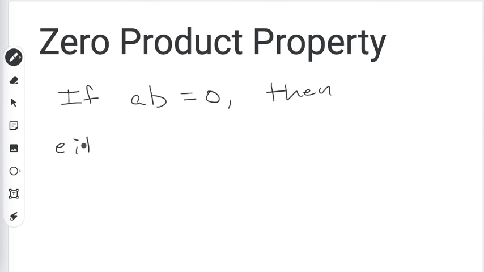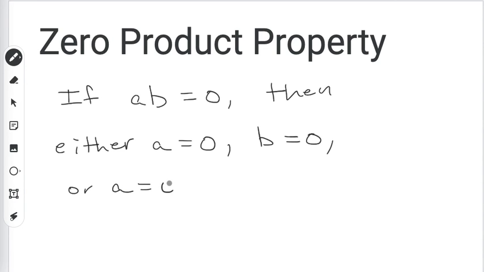The last thing that I want to talk about is the zero product property. This means that if you take a times b and you get 0, then either a is 0, b is 0, or they're both 0. So a could be 0, b could be 0, or a equals 0 and b equals 0. And that's called the zero product property. We can multiply anything by 0 to get to 0. So those are the properties of real numbers.